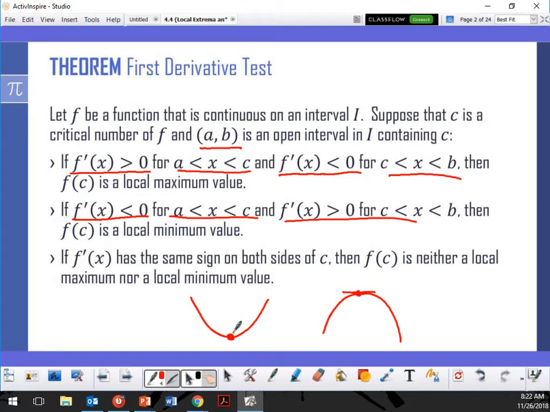If f prime has the same sign on both sides of c, that's neither a local maximum nor a local minimum. So it's kind of like this. Right here it goes to 0. If you look, it's positive, positive, positive. Right here it goes 0, positive, positive, positive. So that one's neither min nor max. Okay, does that make sense?